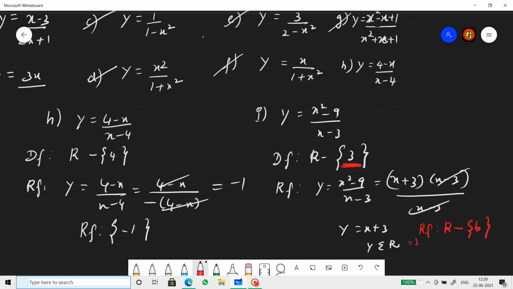Since I'm excluding 3 from the domain, I have no scope to get the relevant y value which I get when I substitute x as 3 in the function. When x is 3, y is 6. There is no chance of getting 6 because I'm excluding 3. So the range is not all real numbers. The range is real numbers except 6.